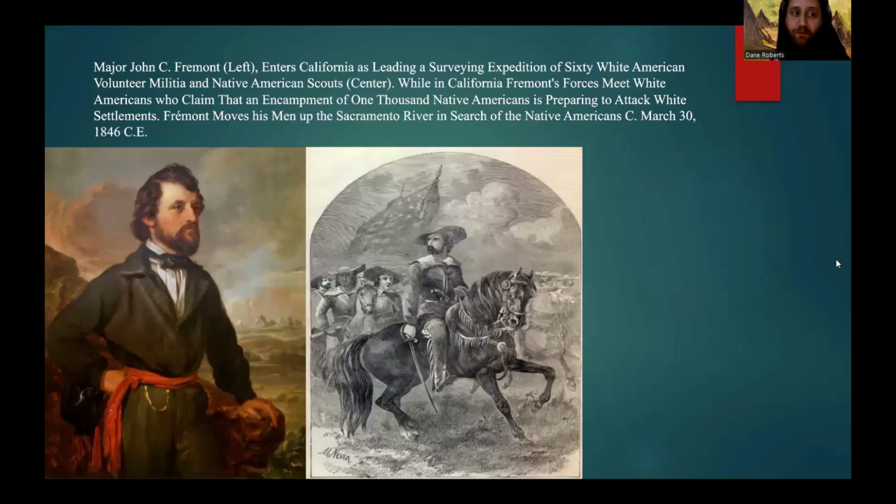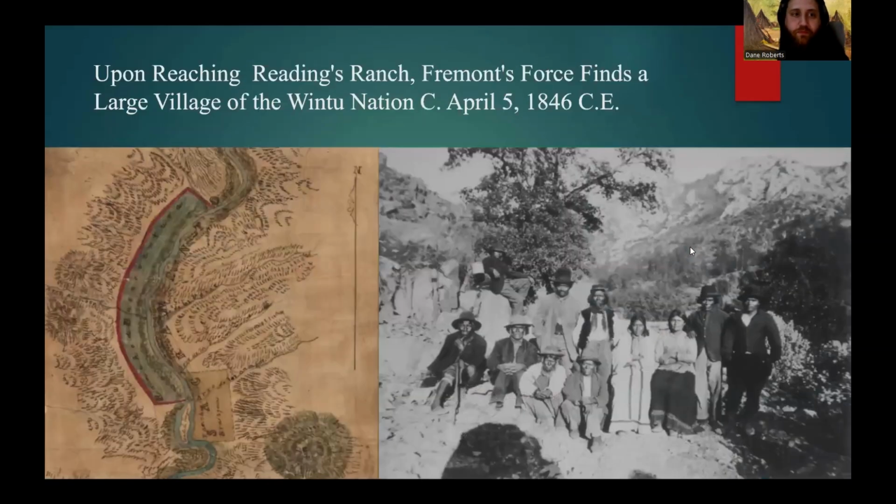Specifically, this started when Major John C. Fremont would enter California, leading a survey expedition of 60 white American volunteers, militiamen, and Native American scouts. While in California, Fremont's forces would meet white Americans who claimed that an encampment of 1,000 Native Americans was preparing to attack white settlements. Fremont would then move his men up the Sacramento River in search of the Native Americans on March 30th, 1846 CE.